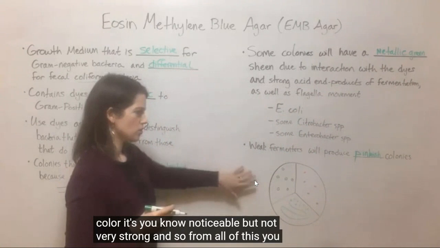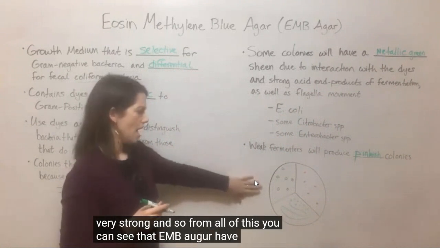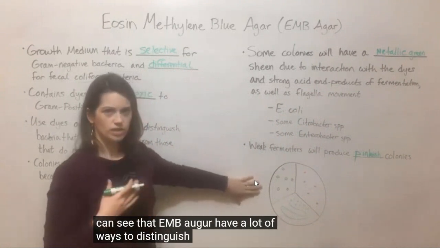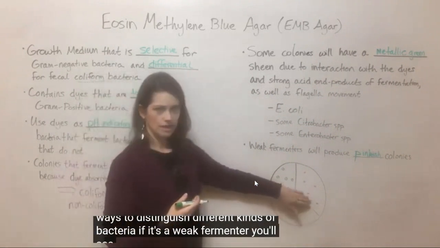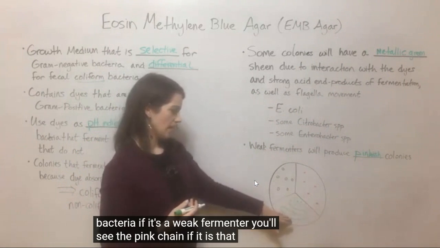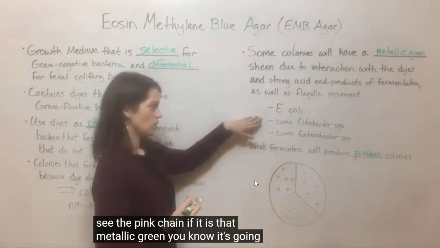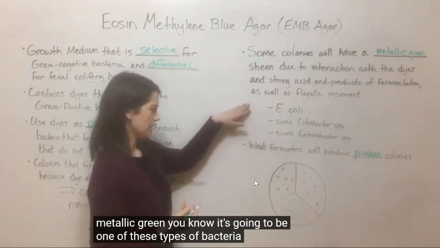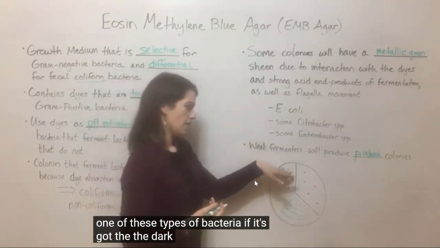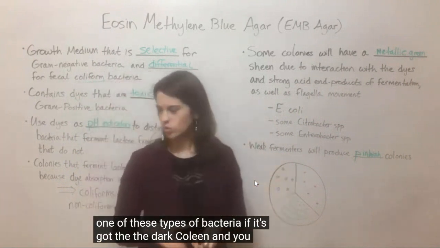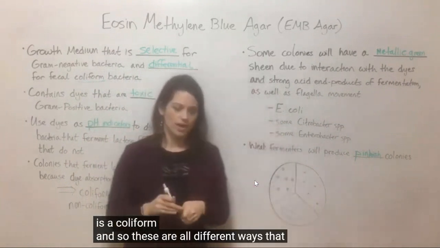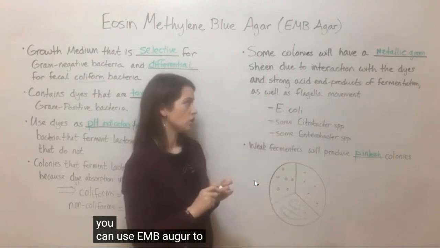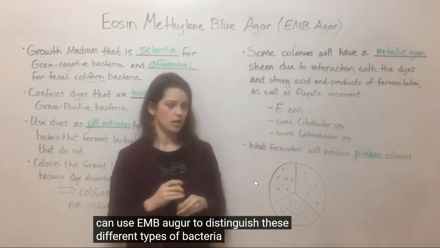And so from all of this, you can see that EMB agar has a lot of ways to distinguish different kinds of bacteria. If it's a weak fermenter, you'll see the pink sheen. If it is that metallic green, you know it's going to be one of these types of bacteria. If it's got the dark colony, then you know it is a coliform. And so these are all different ways that you can use EMB agar to distinguish these different types of bacteria.